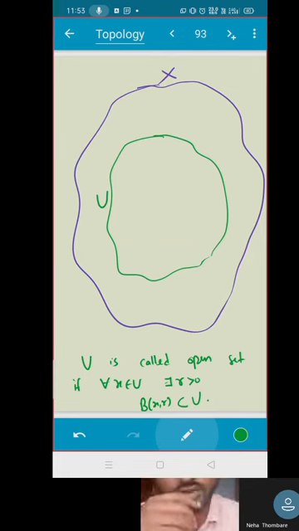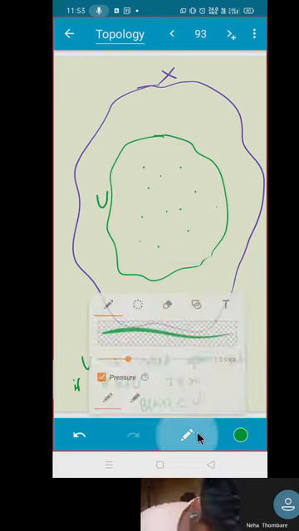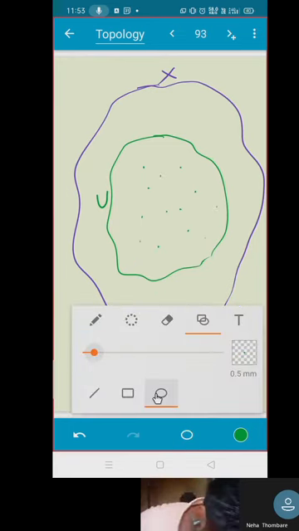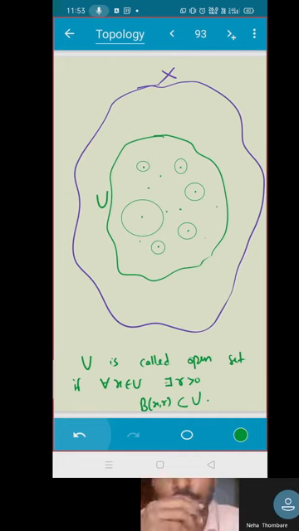Do you understand the definition? What do you mean by that? That means take any x here. I should always be able to find an r such that the open ball should be completely live. I should be able to find the open ball. Do you agree?